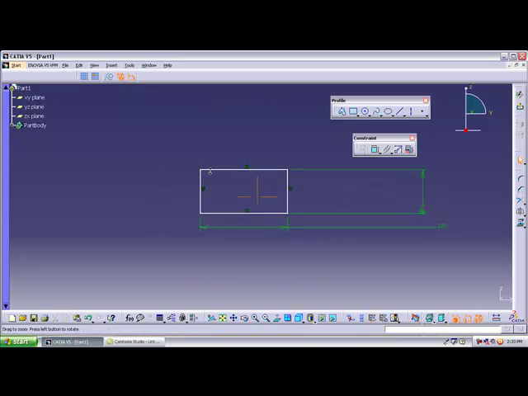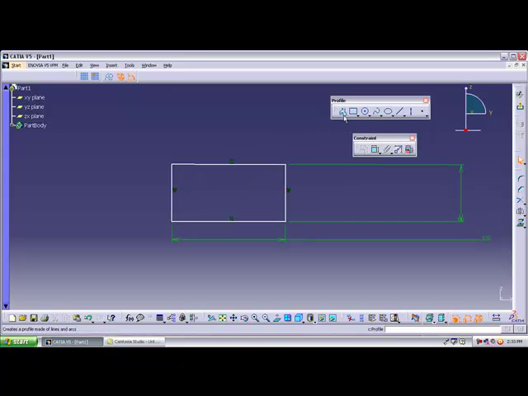So in the monitor there is some more rectangle, so I am drawing one more small rectangle. What constraints can we apply for this rectangle? The same for this rectangle also: length and width.